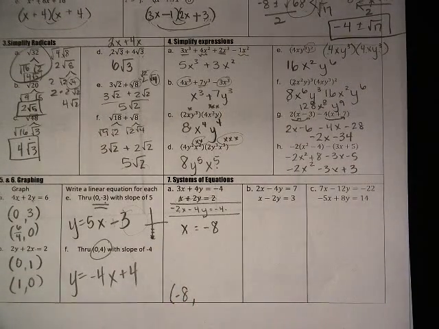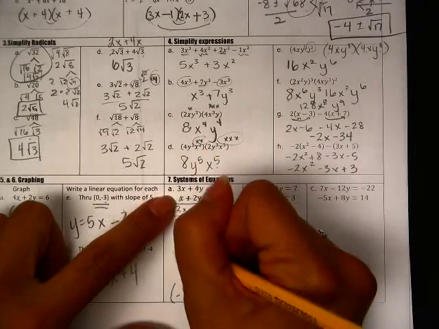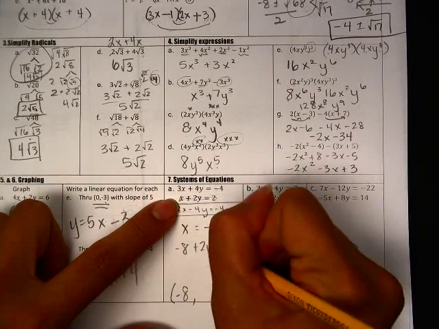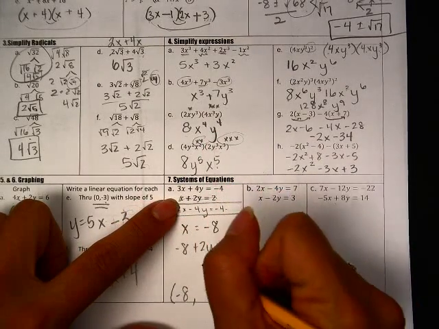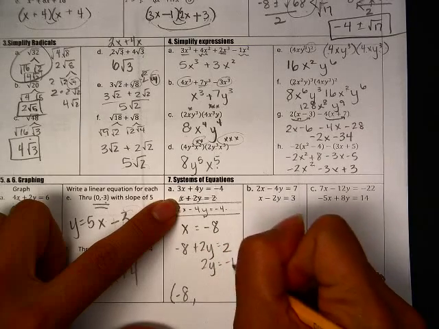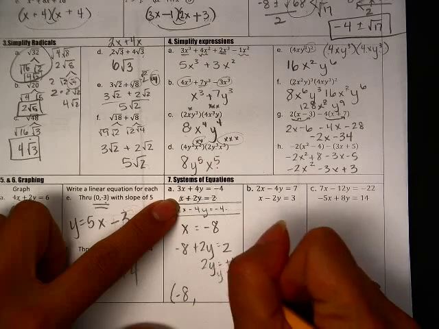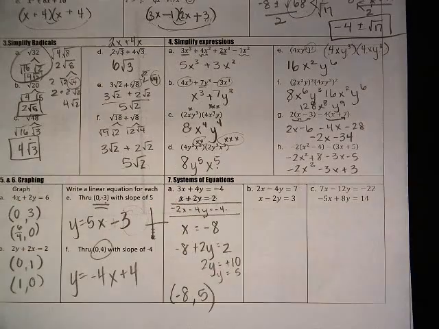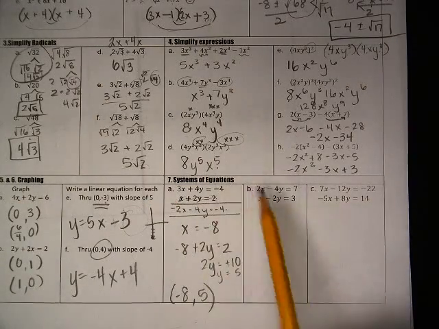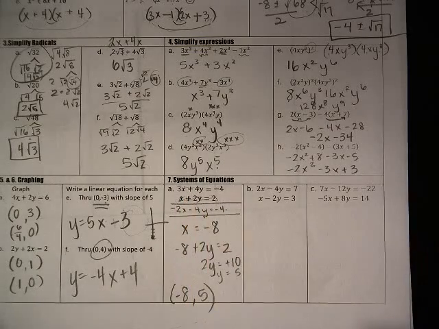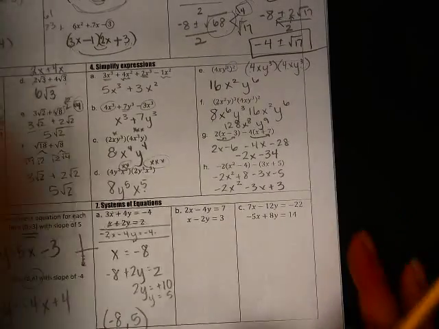And then I just have to plug -8 back into the x. So I have -8 plus 2y equals 2. And that is what, -10? No, positive 10. And when I divide, I get 5. So this point is a solution for both of those equations. It's the only point it is.